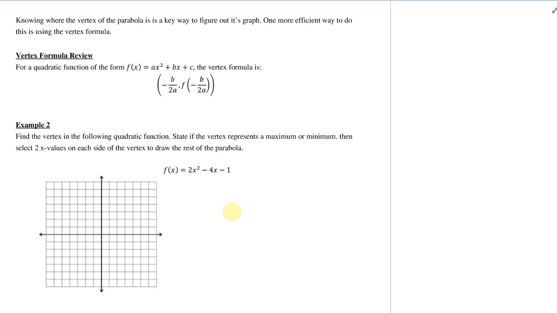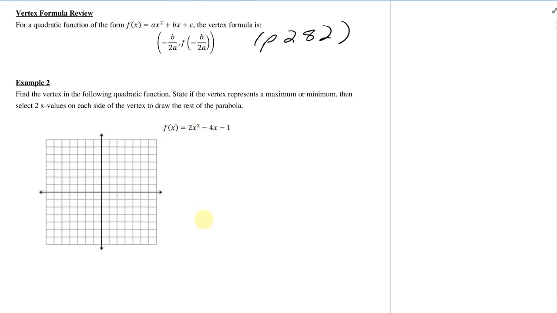The other thing I want to review with you is the vertex formula. The vertex formula looks like this. We totally talked about this before on page 282. This was a chapter 3 thing. This is the vertex formula, and you use it for a quadratic function of this form. I'm going to review how to do this, and then I'm also going to show you how to graph a parabola based off of the vertex. So I'm going to give you all the details here.